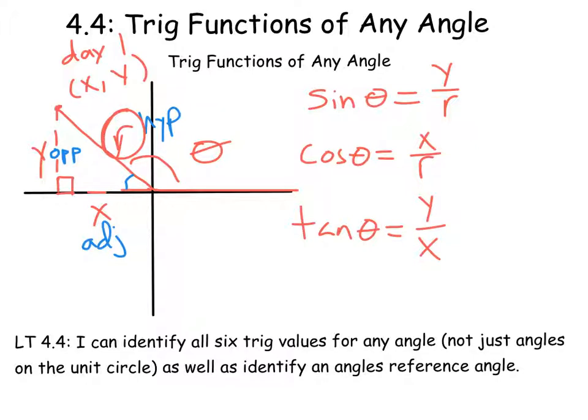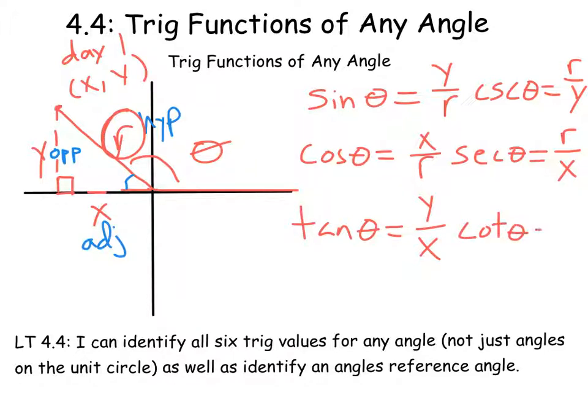And then, of course, for all the reciprocals, we've got cosecant, which is r over y. Secant, which would be r over x. And cotangent, which would be x over y. So that, for the rest of section 4, is really the notation that you're going to see me referring to, and that's what we're going to use.